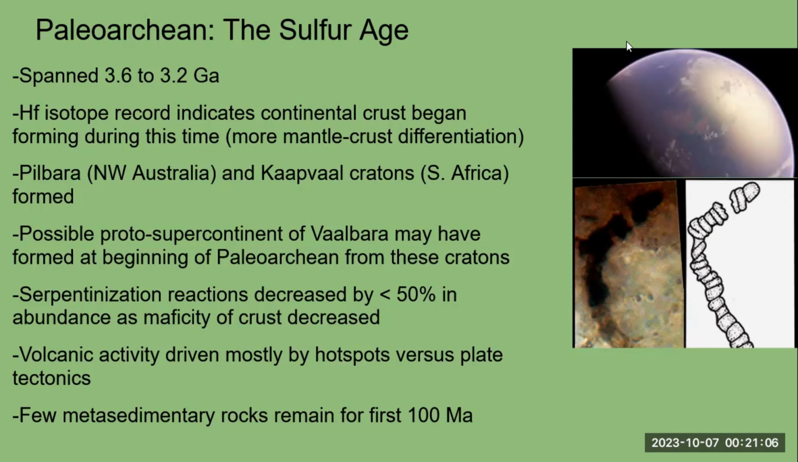On the modern Earth, there are core regions of continents known as cratons, composed of very ancient rocks, and the Pilbara Craton in northwest Australia and the Kaapvaal Craton in southern Africa formed during this time period. These two cratons may have formed the proto-supercontinent of Vaalbara. This would have been a supercontinent in the sense that it included the majority of land on Earth at the time, but it still would have been smaller than any continent on Earth today.